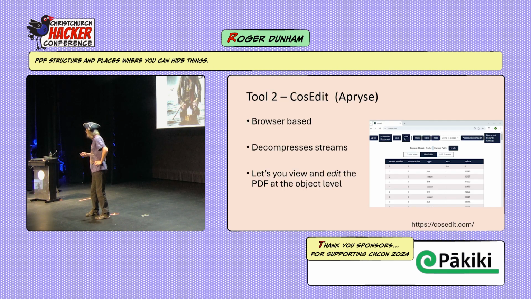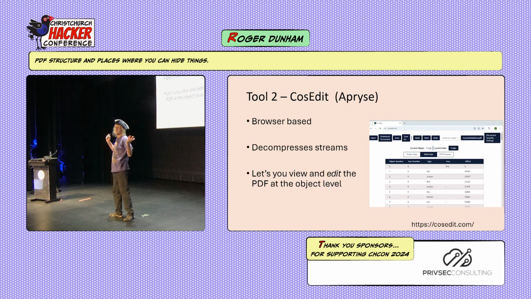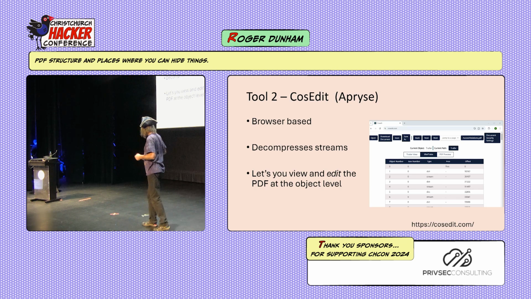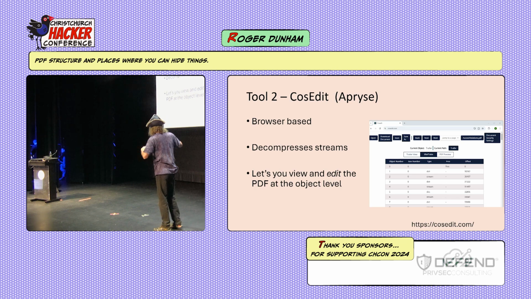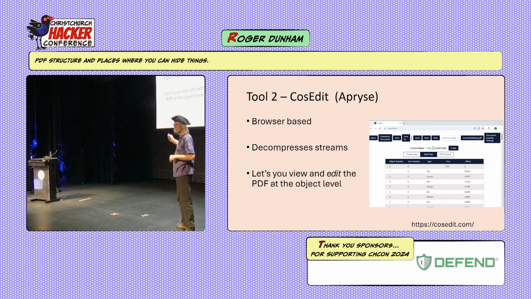So let's look at our first, or actually our second tool, CosEdit. It's actually by Apprise, the company I work for. It's browser-based, it's free, and it allows you to decompress streams. And it's a very simple one. You can also view things to pull out the individual objects, and you can edit them, which is pretty handy.